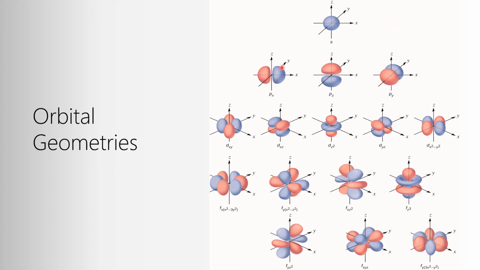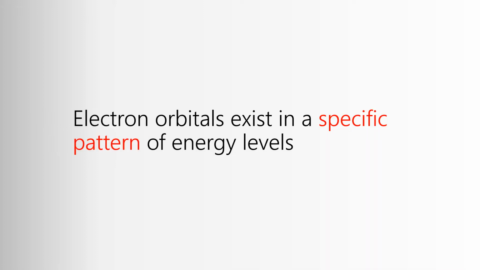A sublevel is a set of orbitals that have the same energy. So there would be 3 sublevels in the p orbitals. There are 5 sublevels in the d orbitals. There are 7 sublevels in the f orbitals. There is also the obligatory 1 sublevel in the s orbital. Electrons fill into these orbitals in a very specific and predictable pattern.